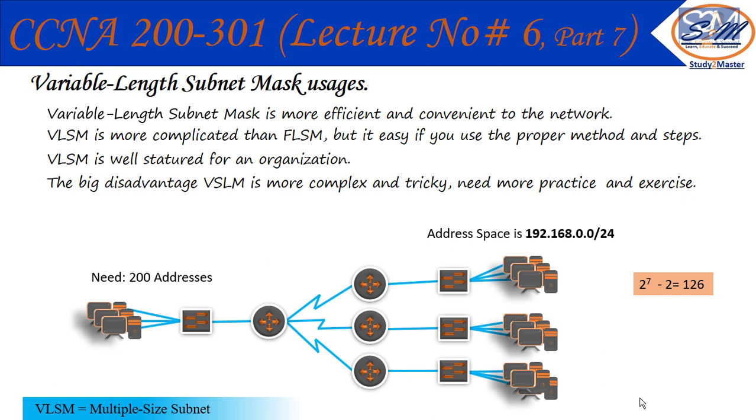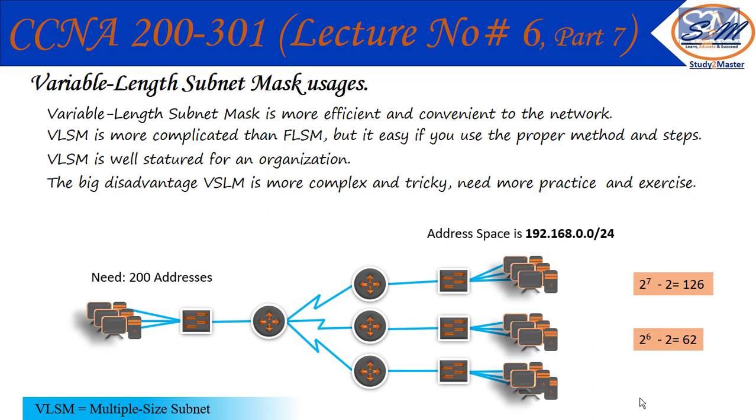But VLSM is a little bit different. With VLSM, each LAN has a different IP address and different subnet mask. But it is easy if you use the proper method and steps. VLSM is well structured for an organization. The big disadvantage of VLSM is that it is more complex and tricky. It needs more practice and exercise.